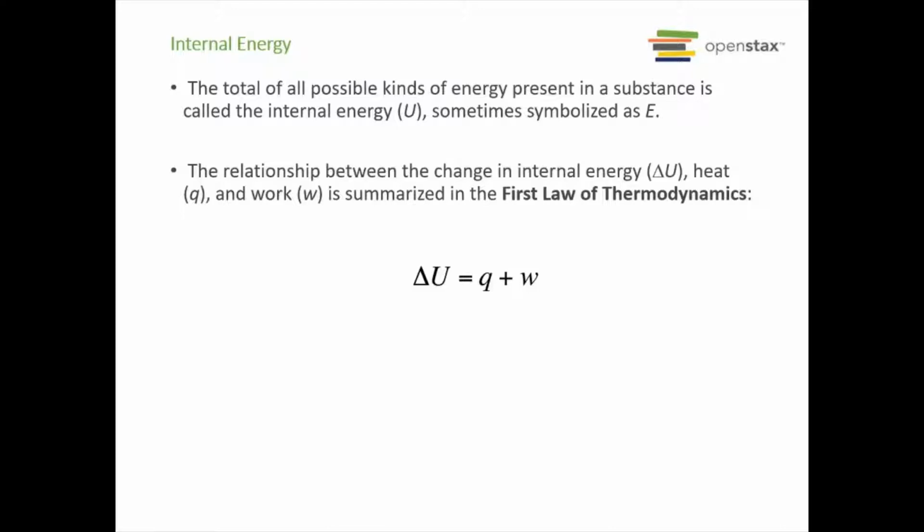So the total of all possible kinds of energy present in a substance is called its internal energy. It's generally symbolized with a U, sometimes an E, but U is actually the most common. And the first law of thermodynamics focuses on the relationship between the change in internal energy, delta U, heat, the same heat we've already been talking about, Q, and work.